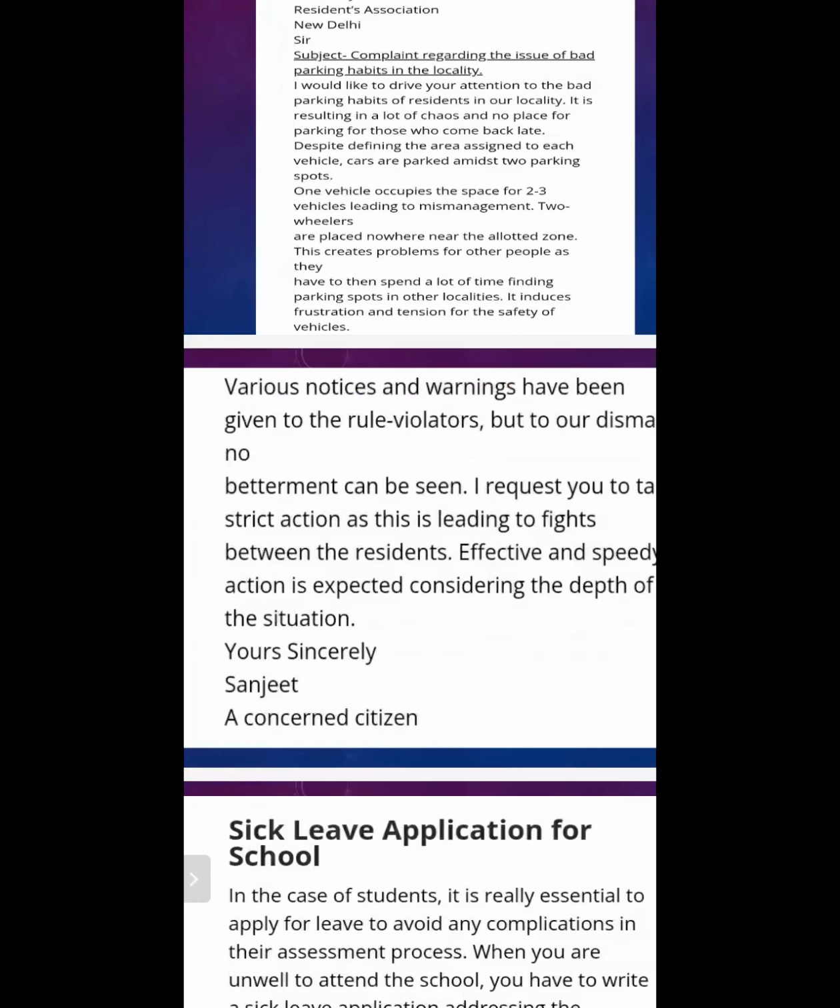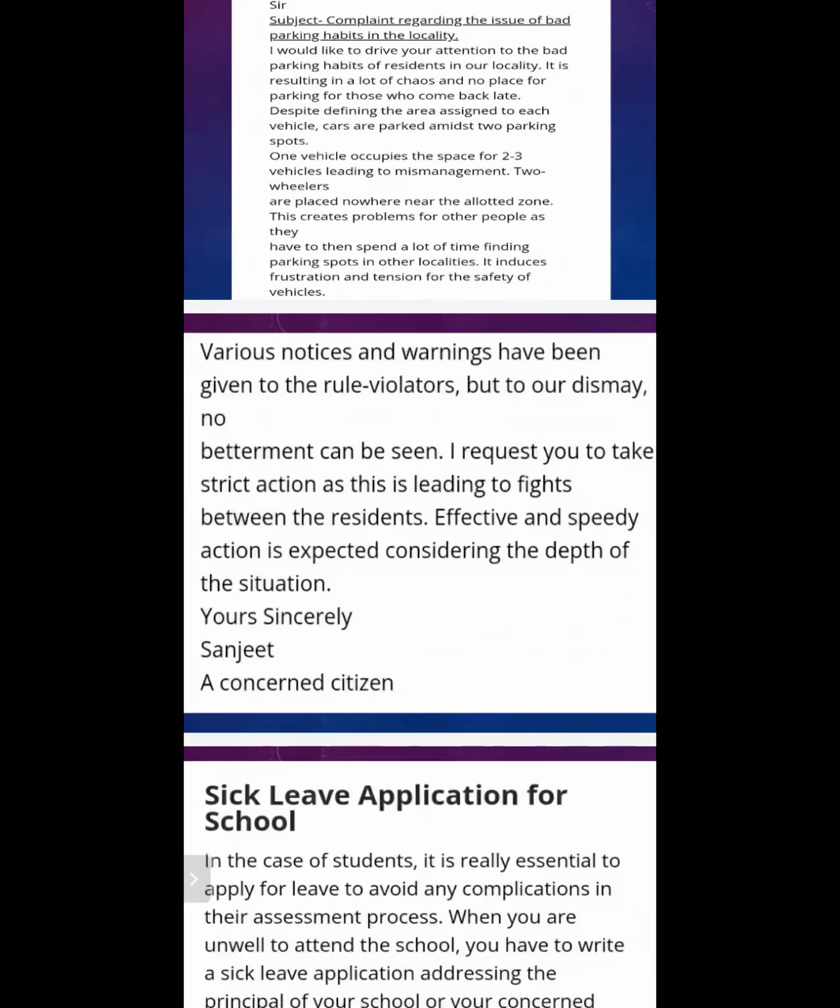Various notices and warnings have been given to the rule violators, but to our dismay, no betterment can be seen. I request you to take strict action as this is leading to fights between the residents. Effective and speedy action is expected considering the depth of the situation. Yours sincerely, Sanjit, a concerned citizen.